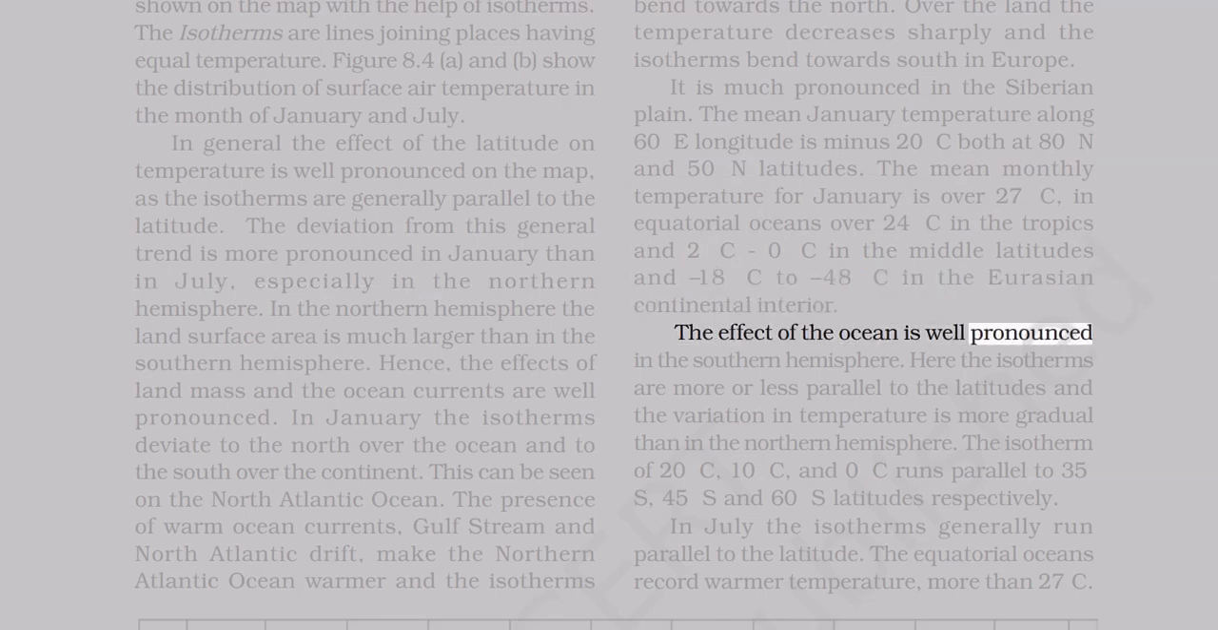The effect of the ocean is well pronounced in the southern hemisphere. Here the isotherms are more or less parallel to the latitudes, and the variation in temperature is more gradual than in the northern hemisphere. The isotherms of 20 degrees Celsius, 10 degrees Celsius, and 0 degrees Celsius run parallel to 35 degrees south, 45 degrees south, and 60 degrees south latitudes respectively.